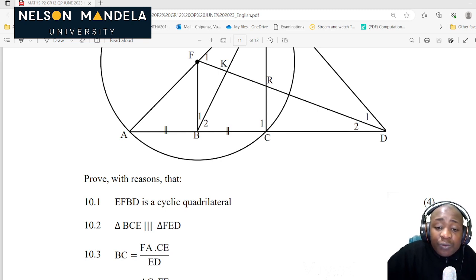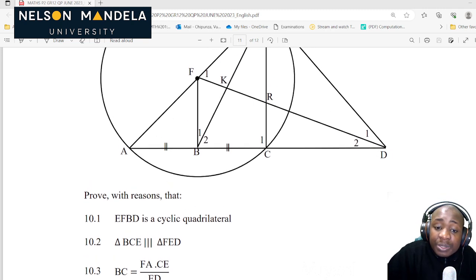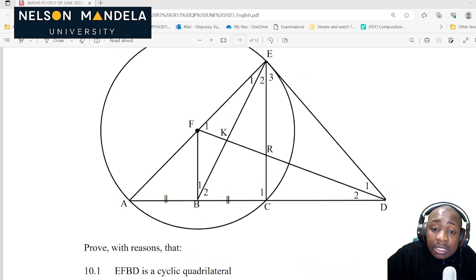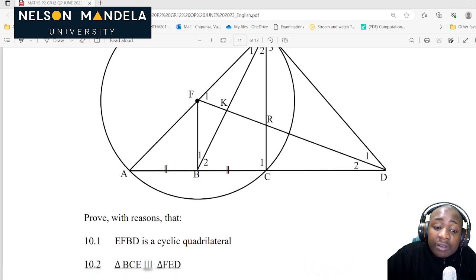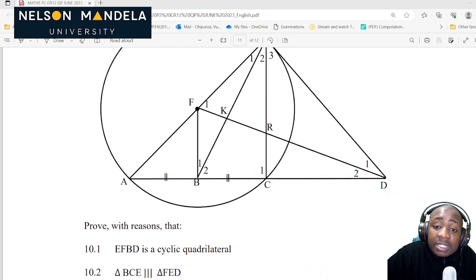Now let's look for similar things in these two triangles. We have triangle BCE, yes, then we also have triangle FED.